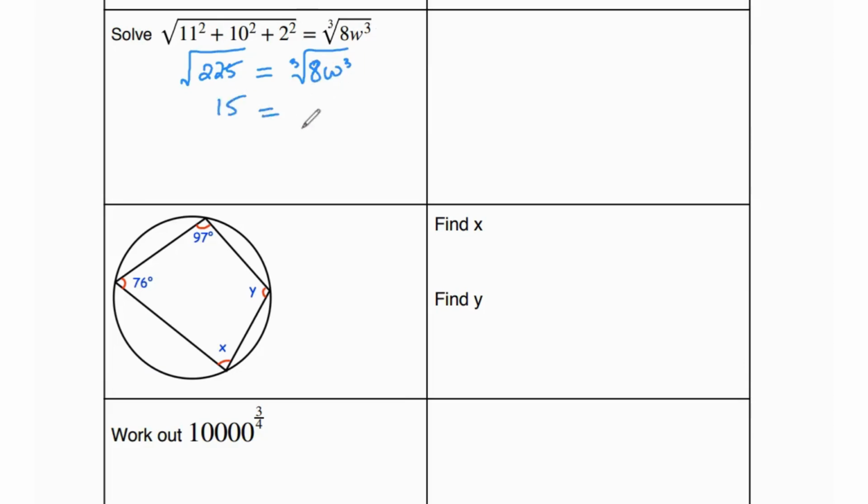Now over here, let's rewrite the 8 as 2 cubed, because 8 does equal 2 cubed. Now when you take the cube root of cube numbers, that leaves us with the number itself. So the cube root of 2 cubed is 2 and the cube root of w cubed is w. So w is 15 over 2, which is equal to 7.5. That's your value.